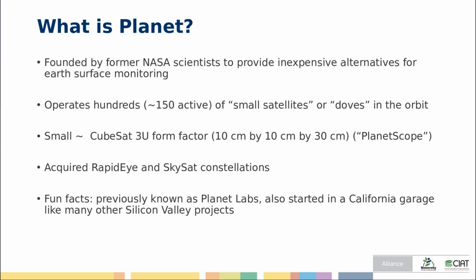What I know is there are around 150 active small satellites operated by Planet right now. And apart from that, down the line, Planet also bought the RapidEye constellation and the SkySat constellation. RapidEye would be retired very soon, but the archive of the data will remain, so that will still give us access to data from 2009. SkySat also has unique capabilities, but then we have data from PlanetScope.